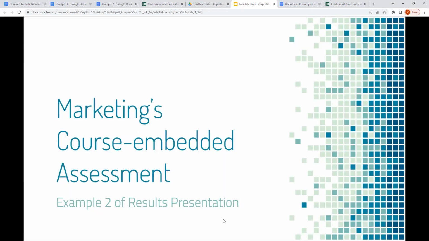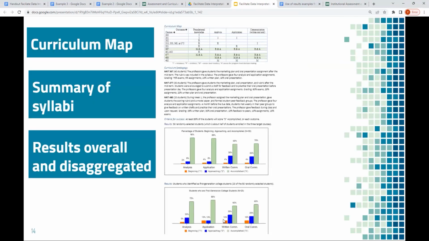The second example that I'm presenting, this is our hypothetical situation, is marketing's course-embedded assessment. Marketing BA programs use 3 courses to collect assessment data. This material was developed by my colleague, Monica Stidberg. You don't have to read this, but this handout has 3 components. You can see when she proposed how we present the data, we present the curriculum map. We present the course description as well as the assignment grading policies, the overall results and the disaggregated results.